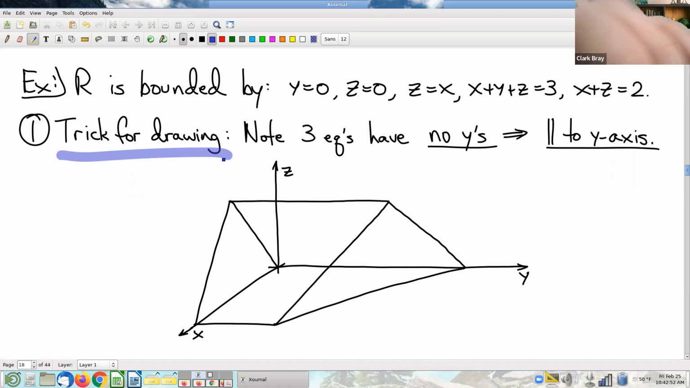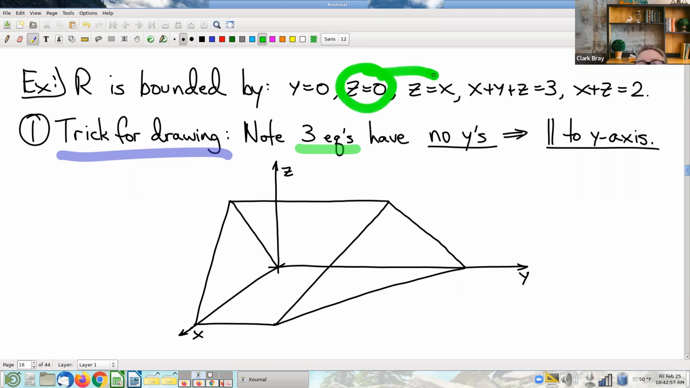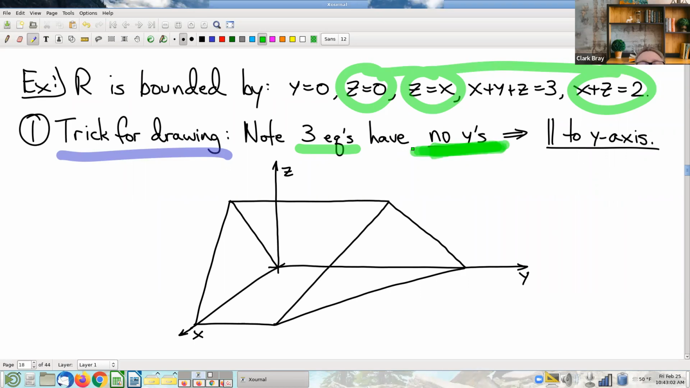And the trick to notice here is that there are 3 equations in which there are no y's present. And if you think about it, if there's no y's present in those equations, then you can change y all you want. It doesn't affect whether the equation worked. And the punchline is, those surfaces have to be parallel to the y-axis. And now this is a really good thing to always keep your eyes open for. If you see equations where there are certain variables just not present, then you know something useful there.